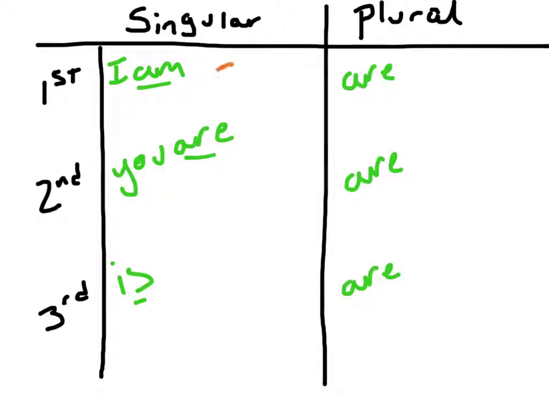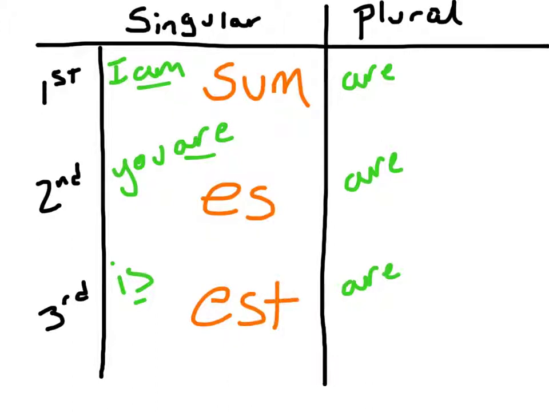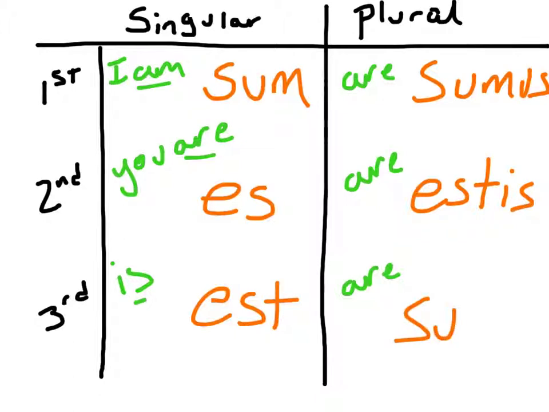First person singular is sum. Second person singular is es. Third person singular is est. First person plural is sumus. Then estis. Then sunt. So you'll notice that you've already seen the est and the sunt forms for he or she is and they are. Here we have all those other forms. Sum, es, est, sumus, estis, sunt.